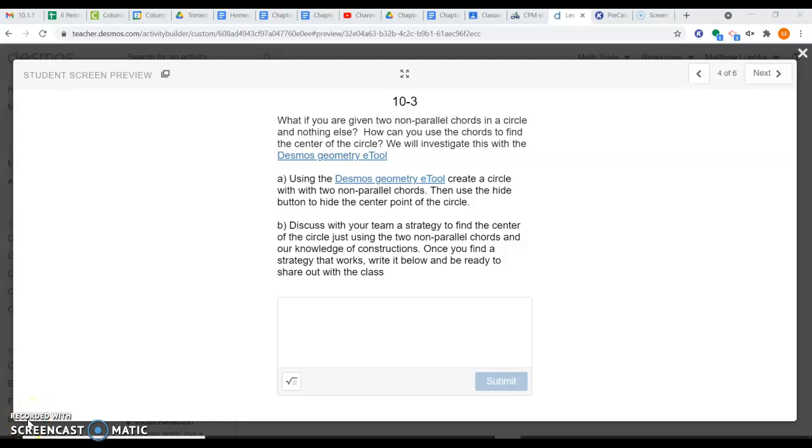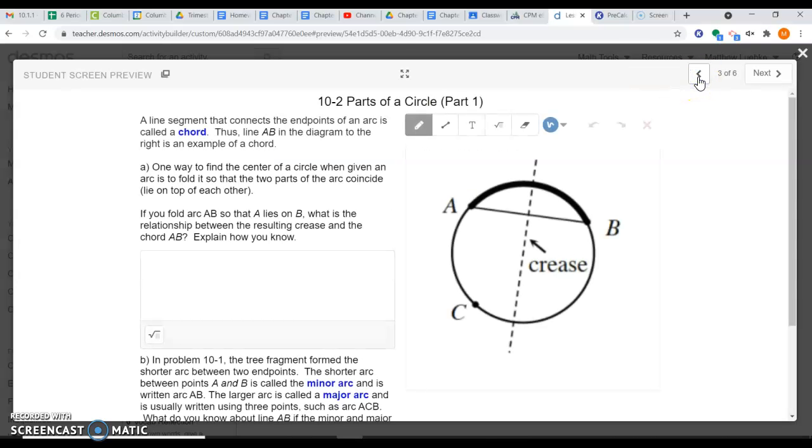All right, here's my walkthrough of slides 4 and 5 from lesson 10.1.1. In this slide 4, they want us to create a circle with two non-parallel chords. And we learned earlier what a chord is. It is just a straight line connecting 2 points through the inside of a circle.